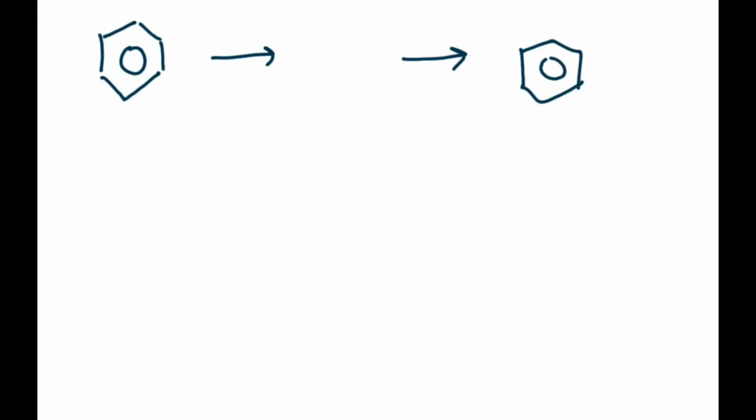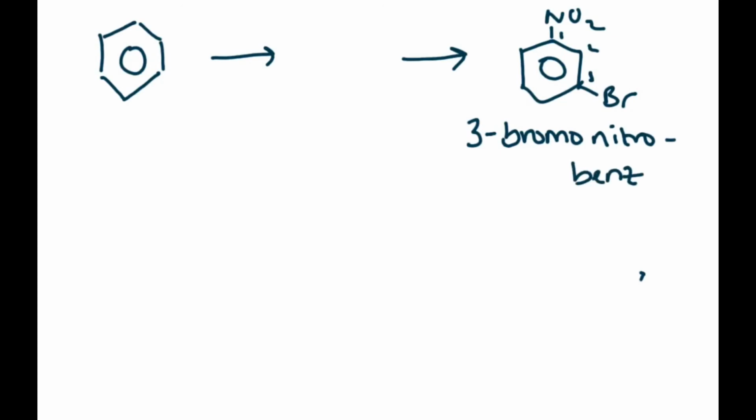So say you had an exam question, okay, and you were asked to convert, in organic synthesis, benzene, and in 2 steps you had to take benzene to this molecule here, okay, which is called, do you know what it's called? It's called 3-bromo, because we're going to go 1, 2, 3, 3-bromo nitrobenzene. I've run out of room, so I'm just going to write it underneath, nitrobenzene.